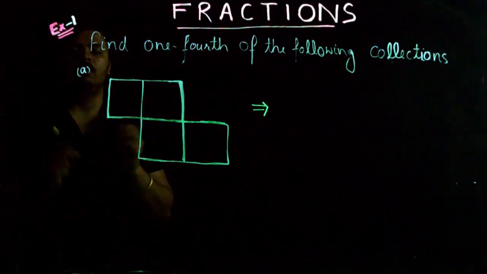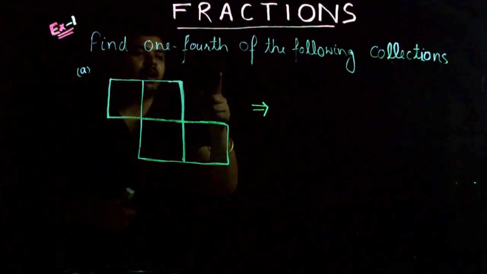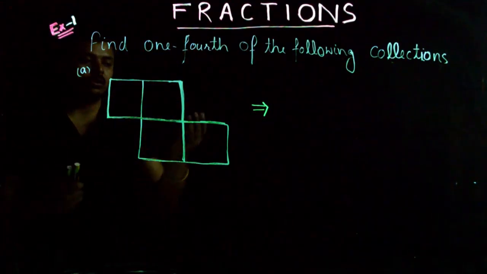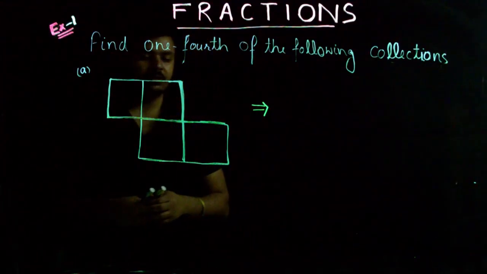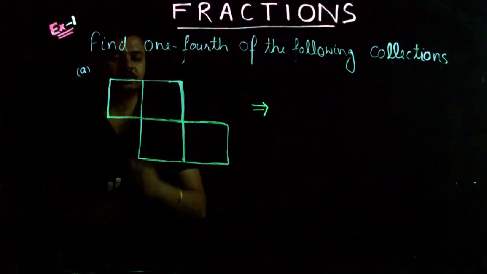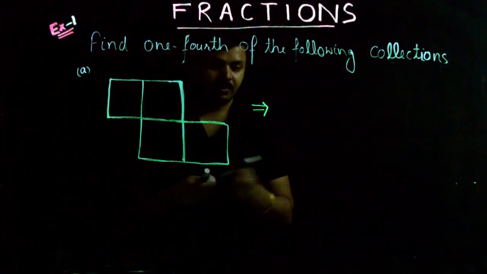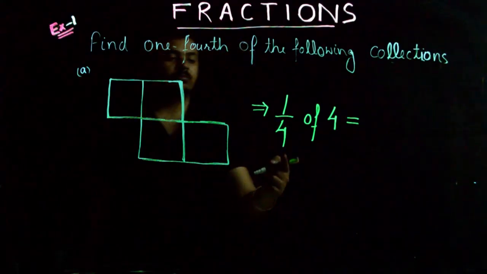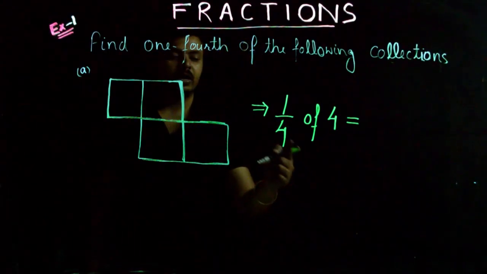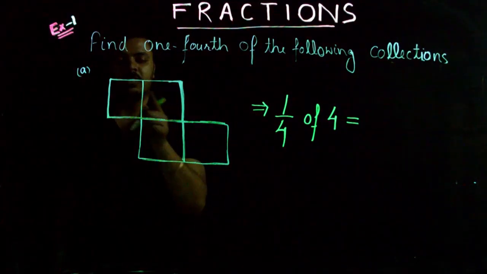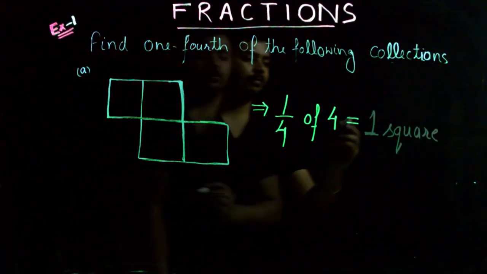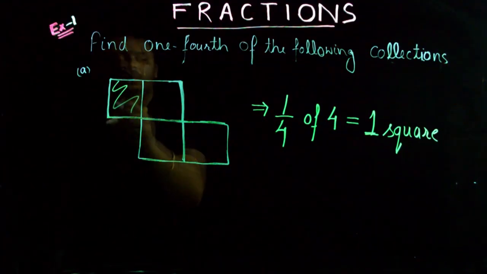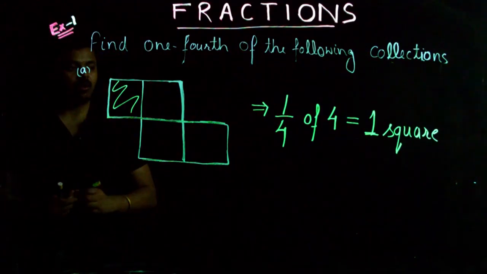So students, now looking at our example number 1, find 1/4 of the following collection. So we are given a figure and we have to find 1/4 of the given figure. So 1/4 means it has to be divided into 4 equal parts. Since there are 4 parts, 1/4 means total number of parts 4 and out of that 1 part, which is 1 square. So 1/4 of this figure is 1 square, or I must say 1 square is 1/4 of the given figure.